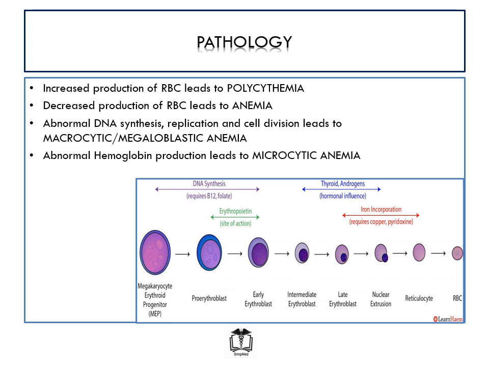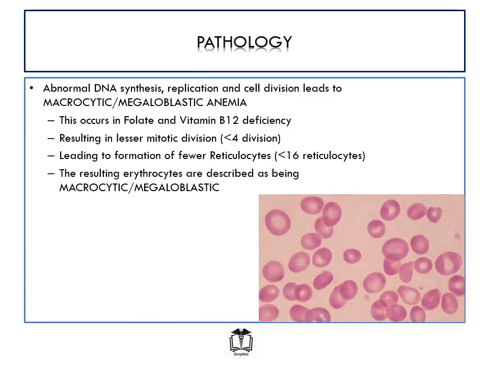We'll talk about that in the next slide. It could lead to different forms of anemia. It could lead to a megaloblastic or macrocytic anemia or a microcytic anemia. Whenever there's a problem with DNA synthesis, replication, or cell division, this leads to macrocytic megaloblastic anemia. So how does this occur?